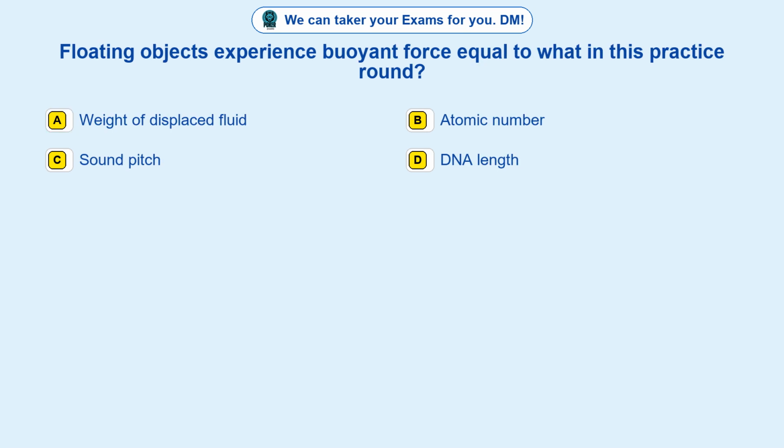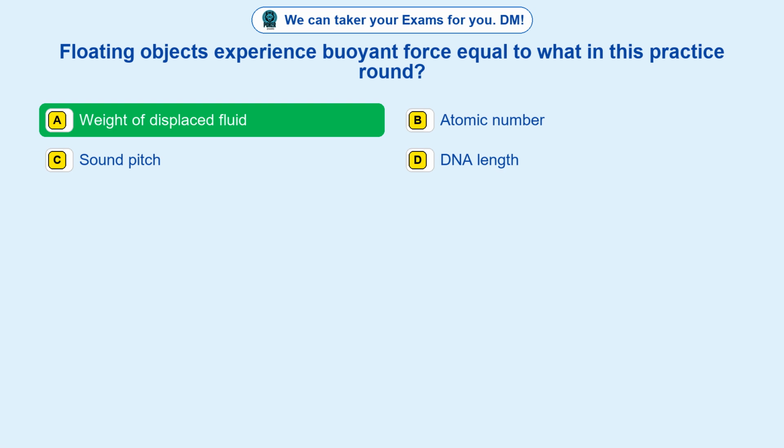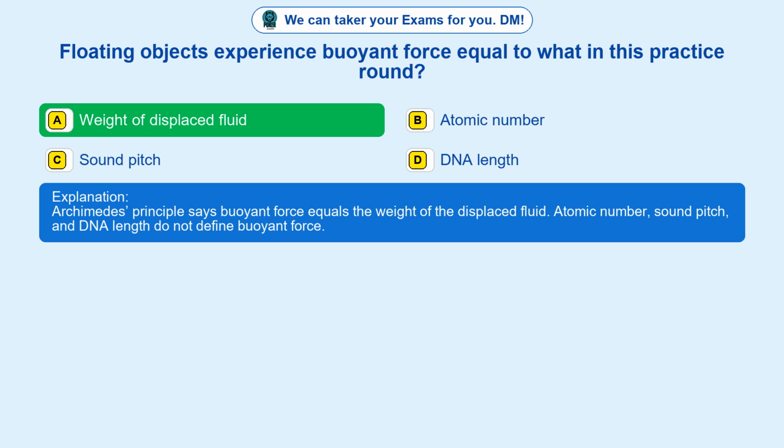Question 80. Floating objects experience buoyant force equal to what in this practice round? Option A, weight of displaced fluid. Option B, atomic number. Option C, sound pitch. Option D, DNA length. The correct answer is option A, weight of displaced fluid. Archimedes' principle says buoyant force equals the weight of the displaced fluid. Atomic number, sound pitch, and DNA length do not define buoyant force.